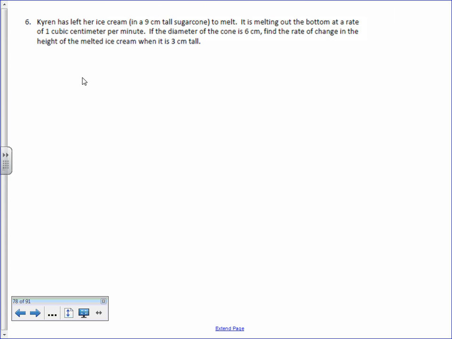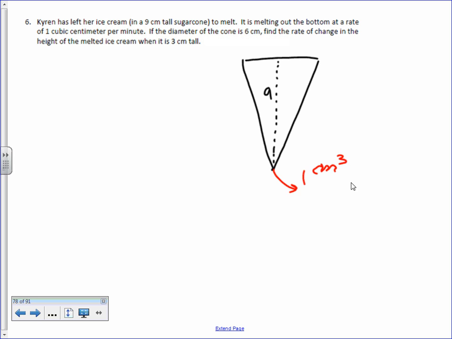Final question. All right. Kyron, I don't know, I didn't write the problem, has left her ice cream in a 9 centimeter tall sugar cone. It's a cone, so I'm going to draw a cone. I'm actually going to draw a 2D version of a cone. 9 centimeters tall. Here's that, that's 9. 9 centimeters tall to melt. It is melting out the bottom at a rate of 1 cubic centimeter per minute. Boom, it's coming out at 1 cubic centimeter per minute.